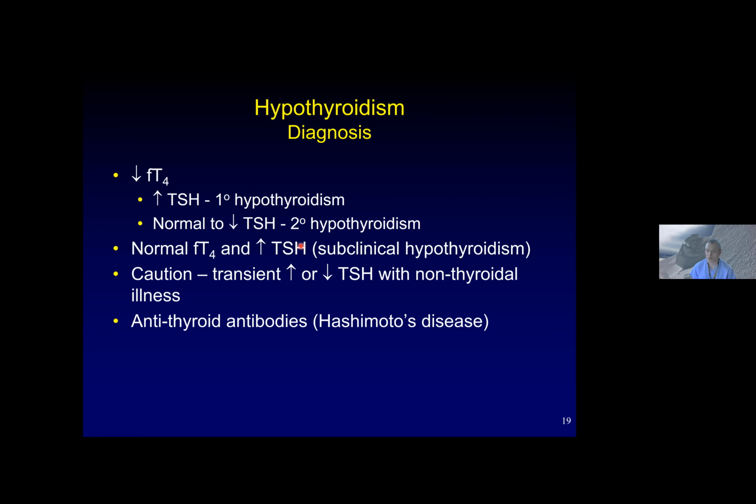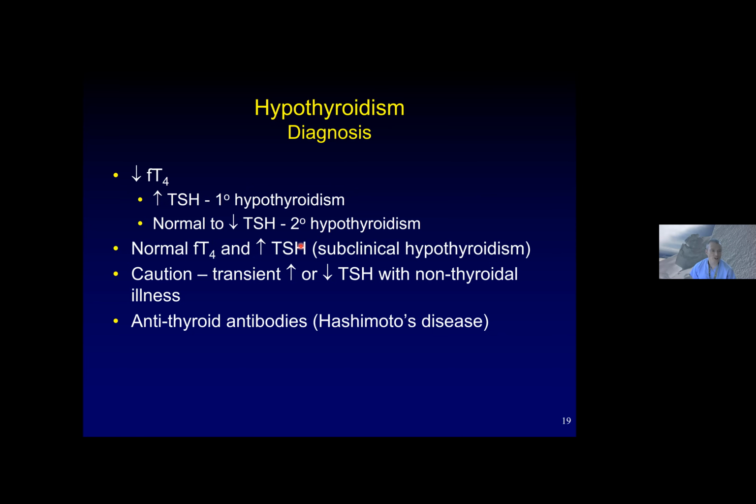If you have a normal free T4 and an increased TSH, because TSH is more sensitive than free T4, that can represent subclinical hypothyroidism. And so, depending on whether the patient is truly subclinical, meaning he has no symptoms or not, is whether we should treat him or not.